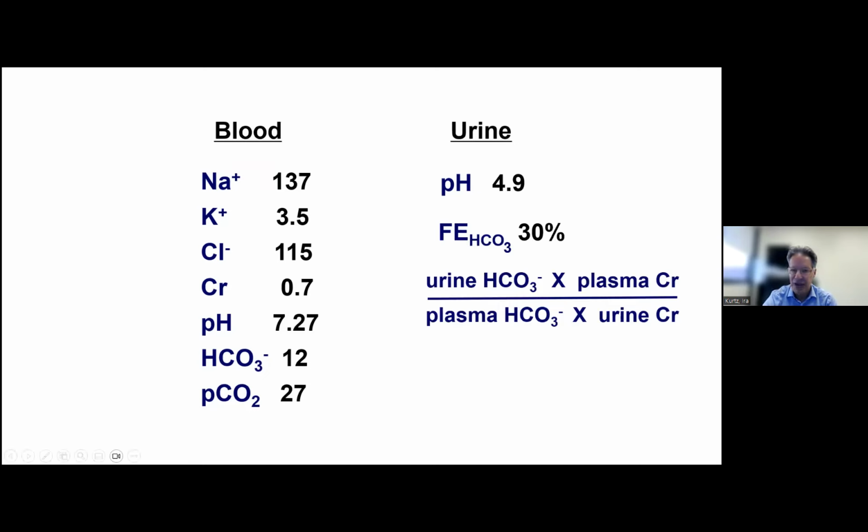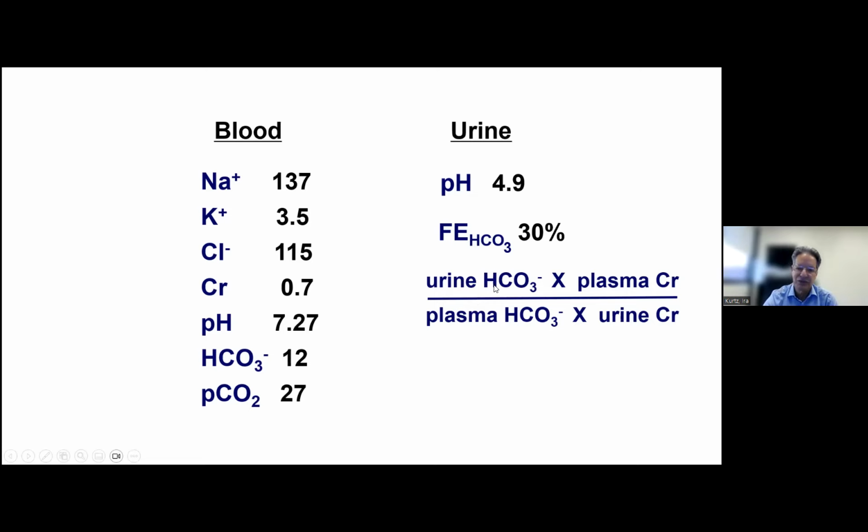So in this patient, the fractional excretion was 30%. Remember, the normal is about 1% or less. We don't excrete 30% of the bicarbonate coming through our glomeruli. And remember, like the fractional excretion of anything, this is how you plug the numbers in. You get a spot urine and get these numbers.